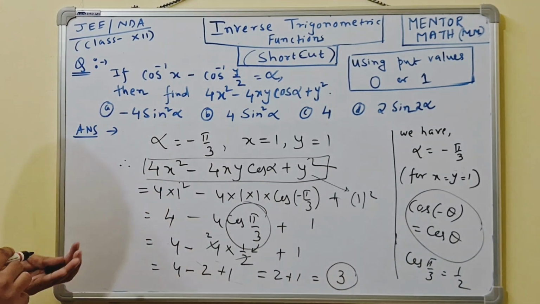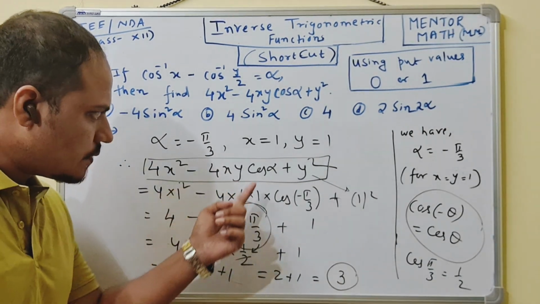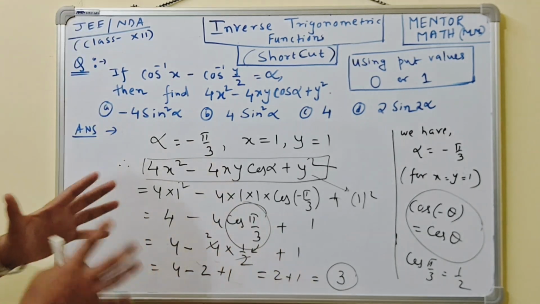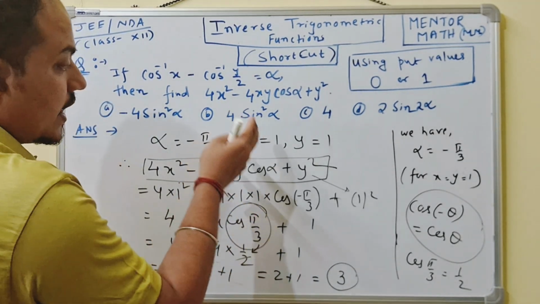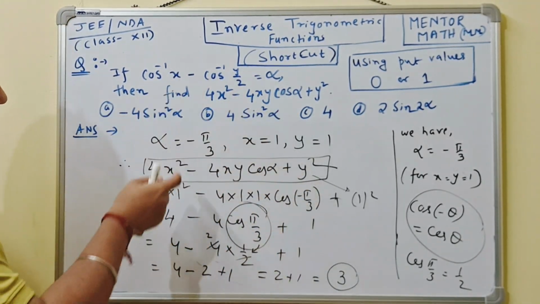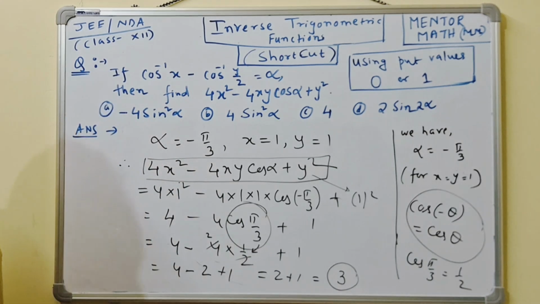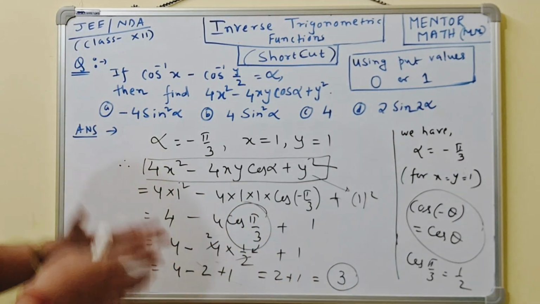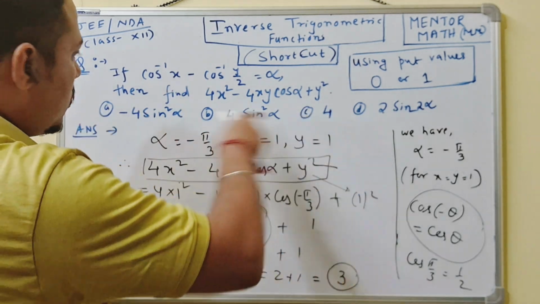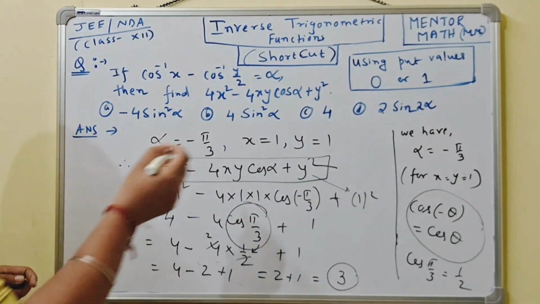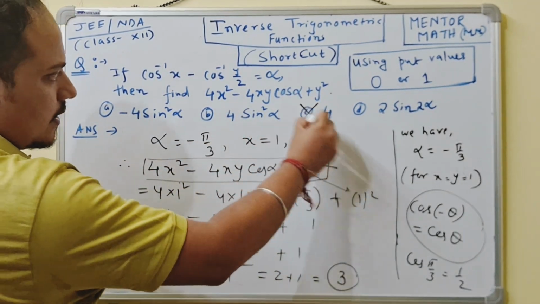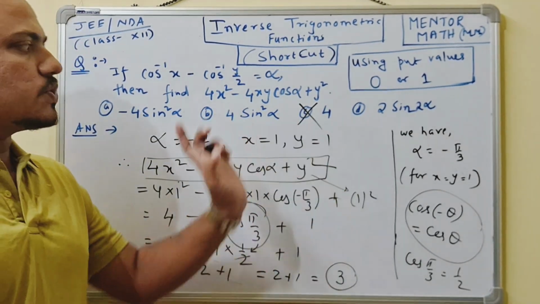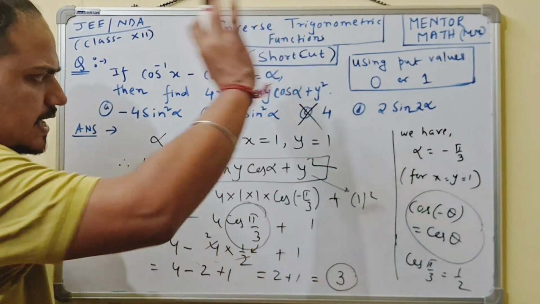So 4x² − 4xy cos α + y² is equal to 3. Now if you substitute x equal to 1, y equal to 1, as well as α equal to −π/3, you see that the expression gives the value 3. So clearly look at this option, this C option is clearly cancelled because the value gives 3 and you see that the value is 4. So the first option you can easily cancel.